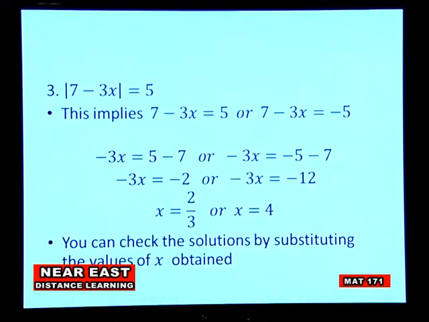If x is equal to 4, put it in: 7 minus 3 times 4. 3 times 4 is 12. 7 minus 12 is minus 5. The absolute value of minus 5 is 5, which makes the equation true. So put x equal to 2 over 3. I have 7 minus 3 times 2 over 3. 3 will cancel 3 and you have 2. 7 minus 2 is 5, which is also true. So try and check and clear your doubts.